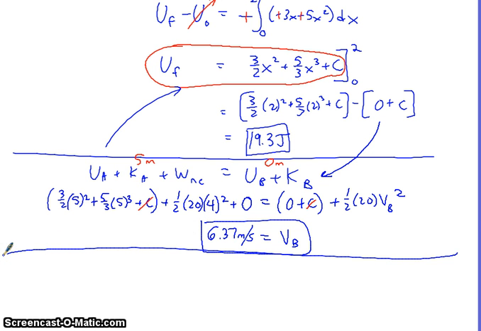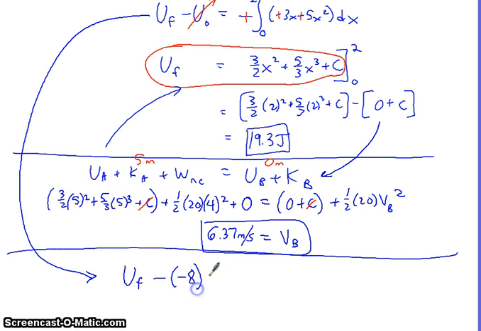Okay, now we get a little bit more theoretical with part C, which says what are the answers to A and B if the potential energy of the system is taken to be negative 8 joules when the object is at x equals 0. All that really does is change this formula up here a little bit. Now we're saying that at x equals 0, the potential energy wasn't 0, it was negative 8. The other side of the equation is still true. When you integrate, you're still going to get 3/2 x squared plus 5/3 x cubed plus c, and we can still evaluate that from 0 to 2.